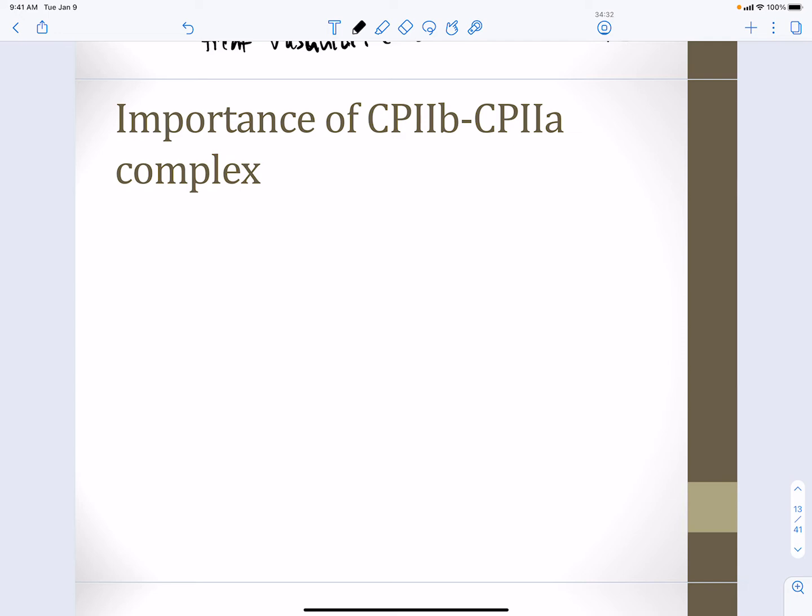Okay, and so your platelets are going to adhere to the subendothelial layer. ADP is going to modify the platelet membranes, exposing platelet glycoprotein receptors GP2B and GP3A.